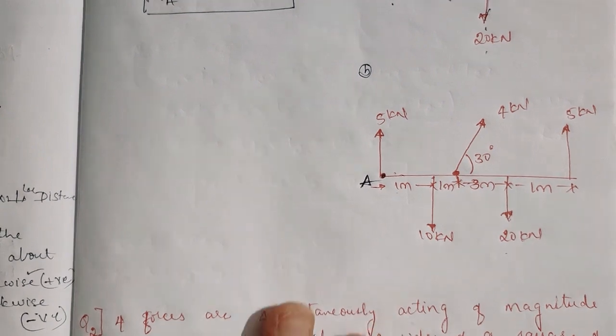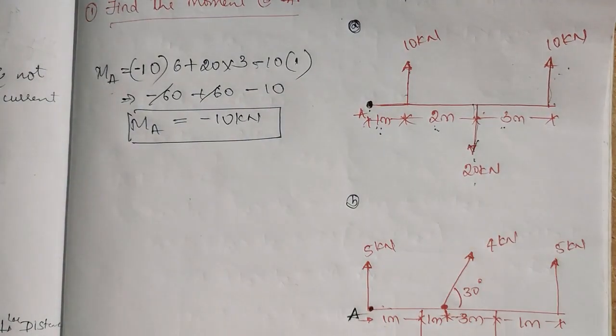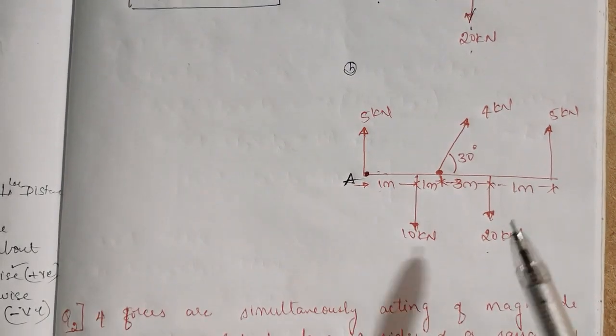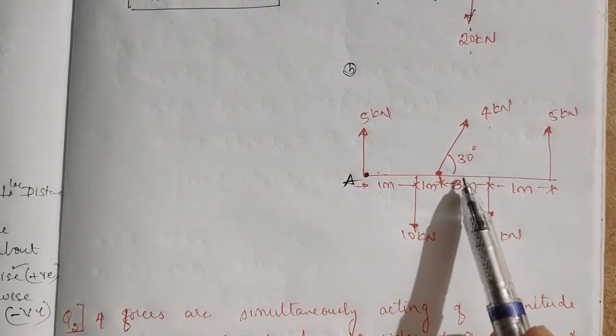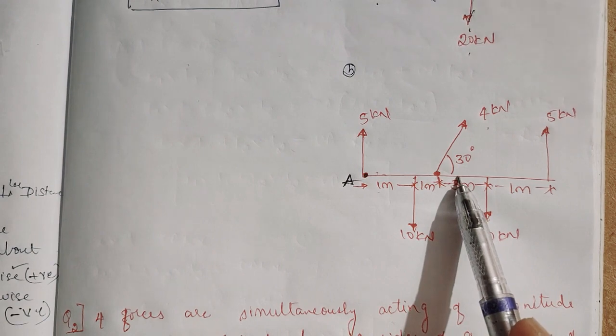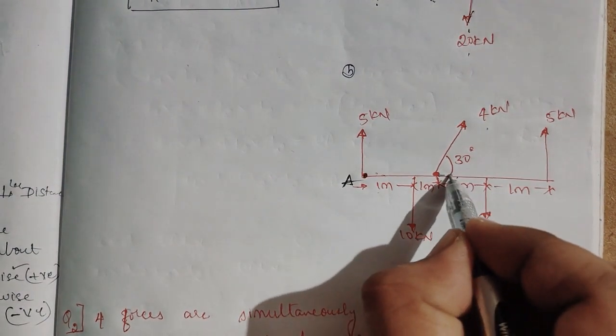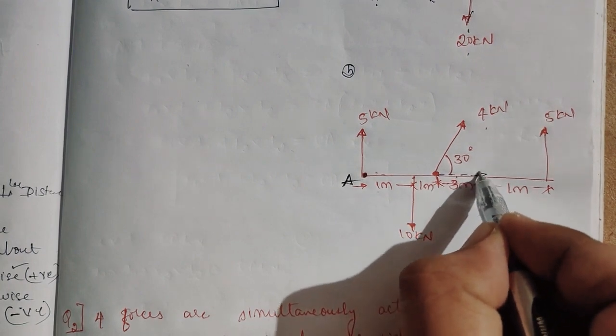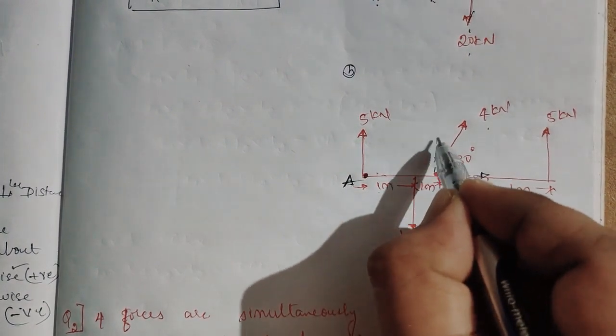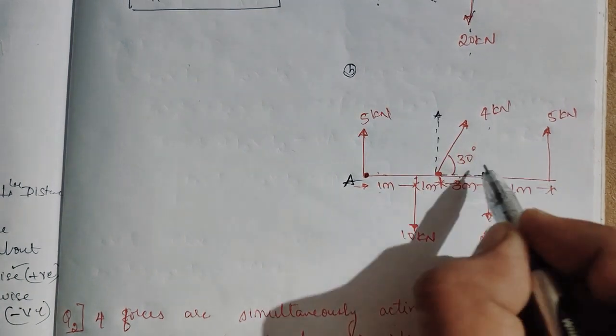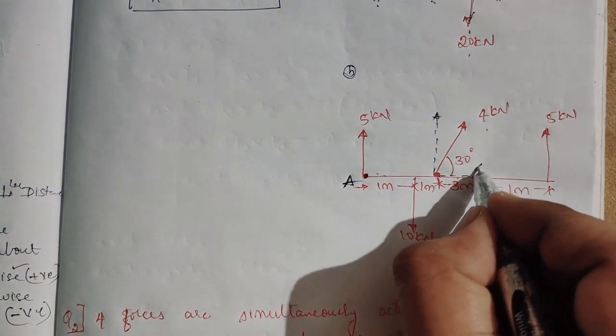Before, there was no inclination of forces, so I took them directly. Here we can see one inclined force, 4 kilonewton, inclined at 30 degrees. Whenever an inclined force is there, we have to resolve it into horizontal and vertical components. What will the horizontal force be?